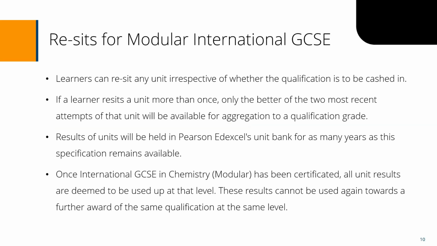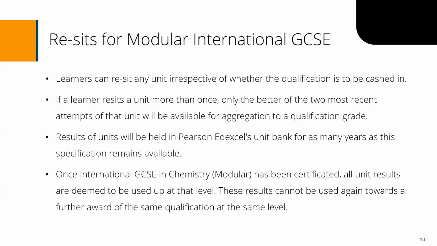And resits for modular International GCSE: learners can resit any unit irrespective of whether that qualification is to be cashed in. If a learner resits a unit more than once, only the better of the 2 most recent attempts of that unit will be available for aggregation to a qualification grade. So they can't keep sitting and just pick the best one ever. It's the best one of the most recent 2. Results of units will be held in the unit bank for as many years as this specification remains available.